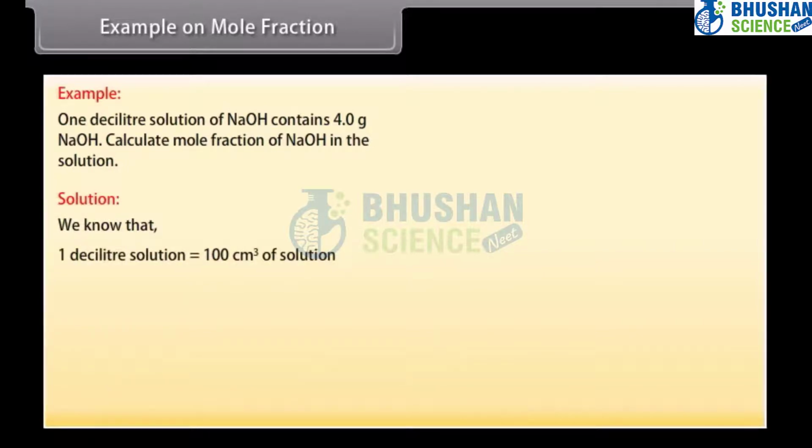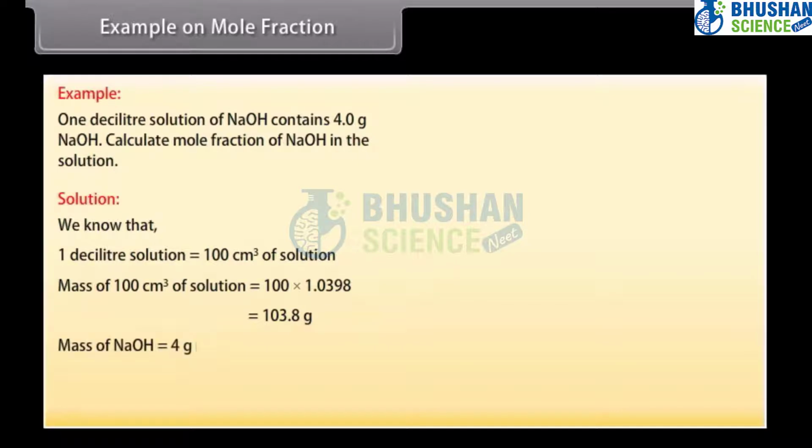1 deciliter solution is equal to 100 cubic centimeter of solution. Mass of 100 cubic centimeter of solution is equal to 100 into 1.0398, which is equal to 103.8 grams. Mass of NaOH is equal to 4 gram. Mass of solvent, which is water, is equal to 103.8 minus 4, which is equal to 99.8 grams.